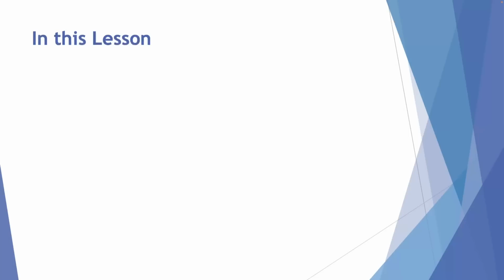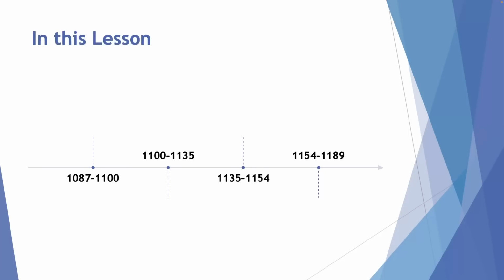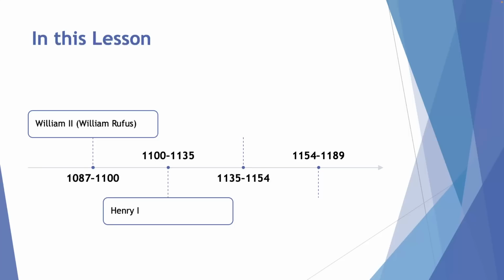Specifically, we are going to concern ourselves with the following periods of time. We're going to first talk about 1087 to 1100, which marks the period of the reign of William II, William Rufus. From this point, we will then talk about the reign of Henry I between 1100 AD to 1135, and then the Civil War period, known as the Anarchy, between 1135 to 1154.